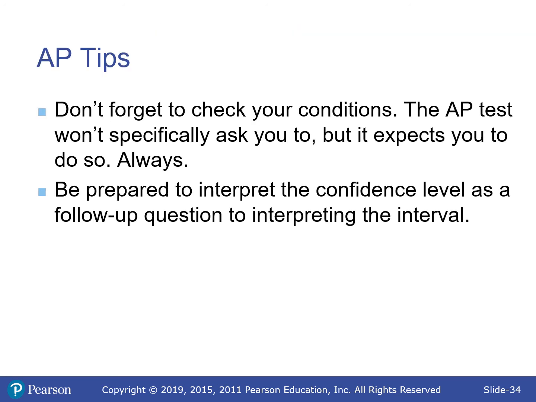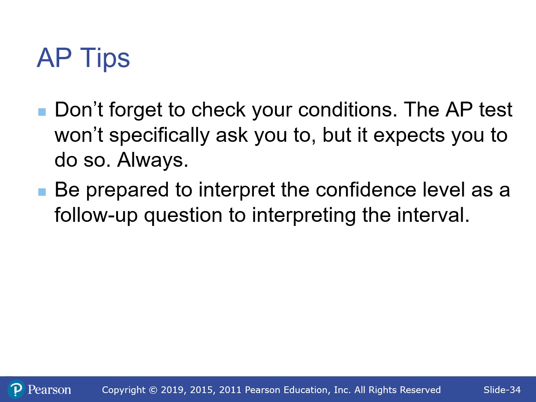AP tips. Don't forget to check your conditions. Always, always, always check your conditions. They are always worth points, or at the very least, sometimes you'll check to see if the central limit theorem kicks in. Well, it already said that it was a normal population, so you didn't have to do that, but they're not going to mark you down for that. But if you didn't check it and it didn't tell you, then you start losing points.